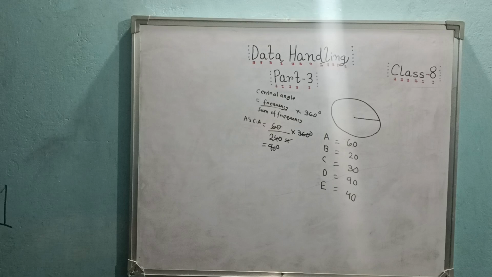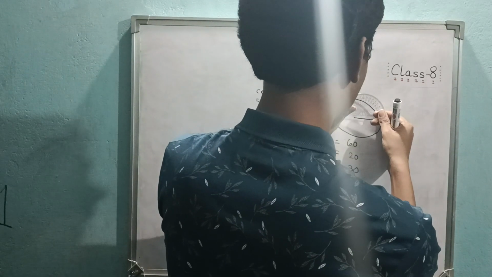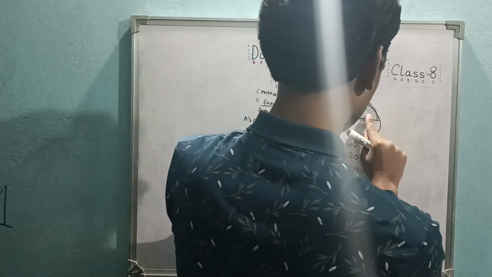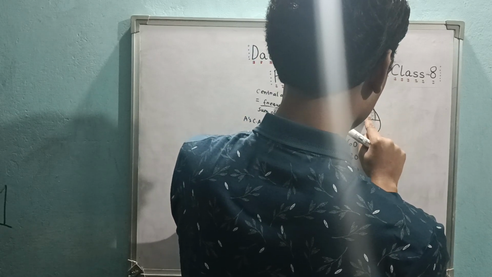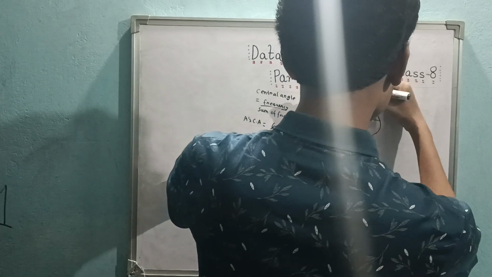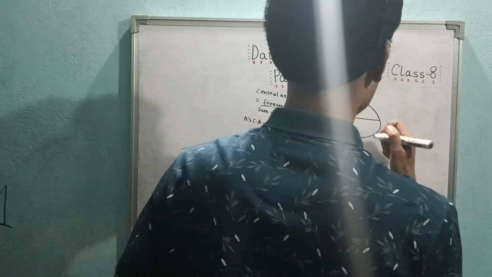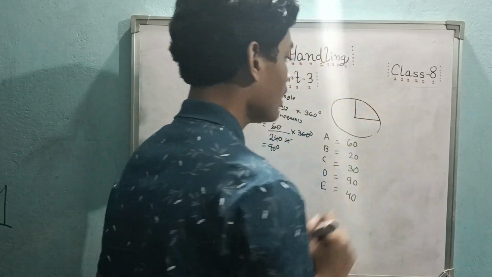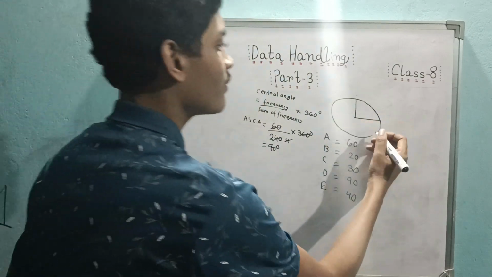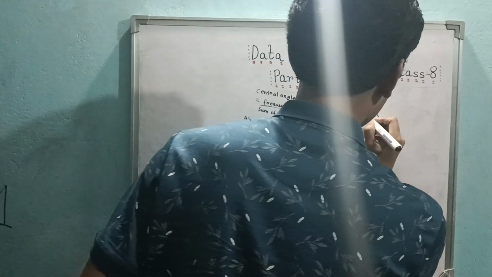So A's central angle is 90 degree. I will draw a 90-degree angle here. I am bringing this compass into the game, trying to draw a 90 degree somewhere around here. Okay. Come on, my compass, don't disturb me. So here comes the 90-degree angle. See, this angle formed is 90 degree. This is the central angle of A. So we can write A here.